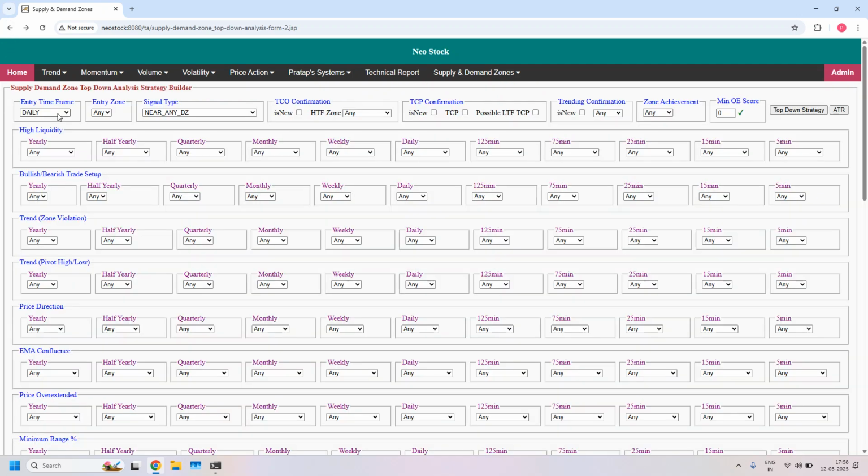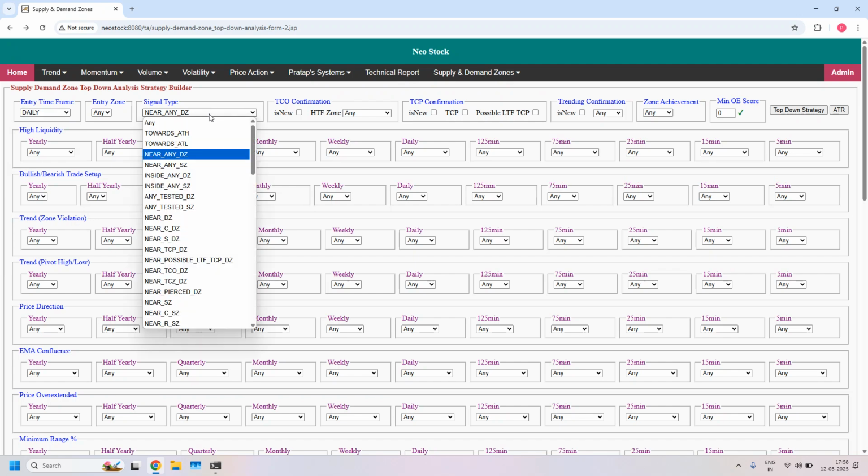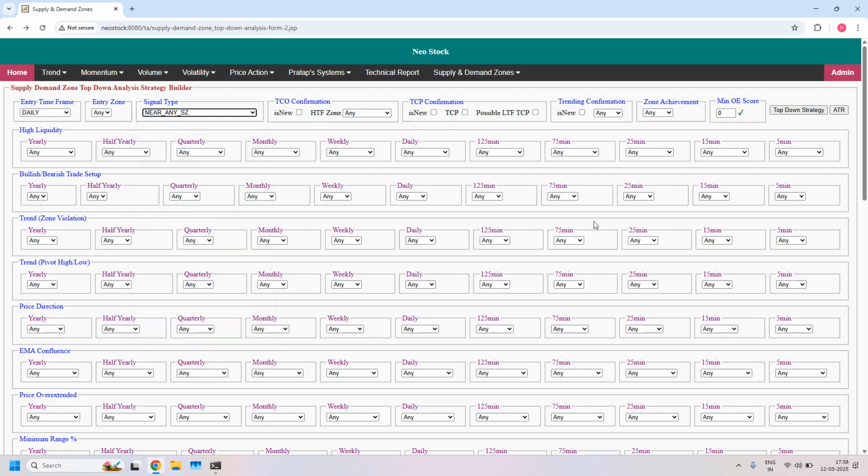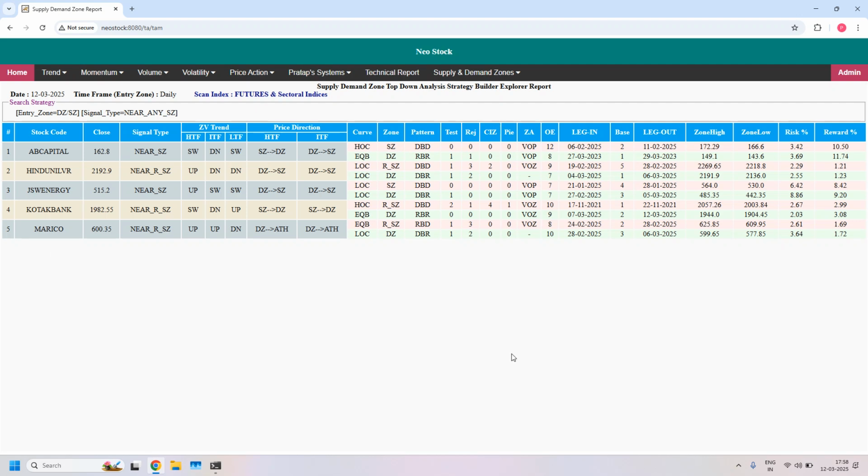Next, for daily time frame, let us find the stocks where price is near to the daily supply zone. We got 5 stocks. Let us identify high liquidity daily supply zones from this list. Hindustan Unilever is having a high liquidity daily supply zone. Kotak Bank is PS, so you can't use it for HLQ zone strategy. And the second one is Marico. So we have 2 daily high liquidity supply zones from this list.